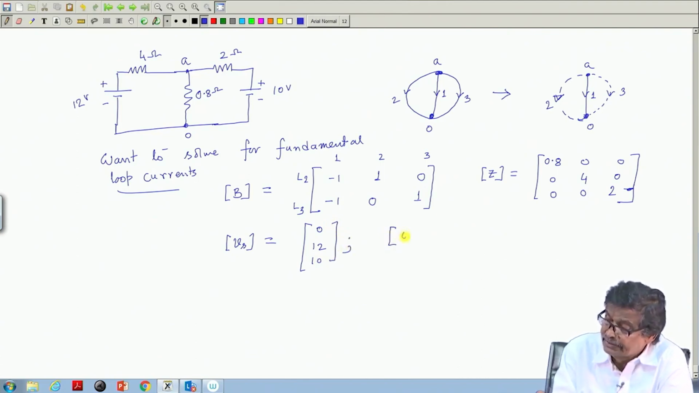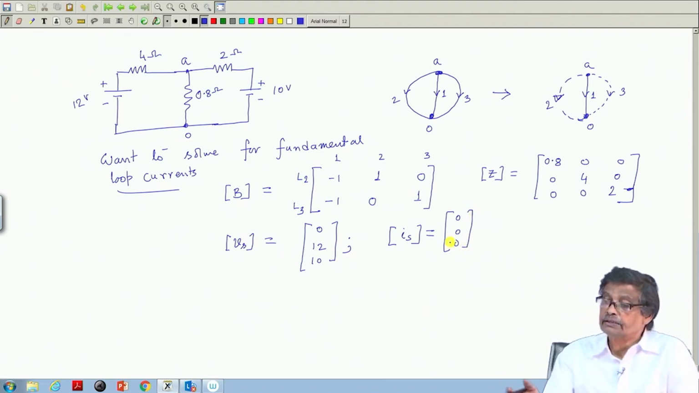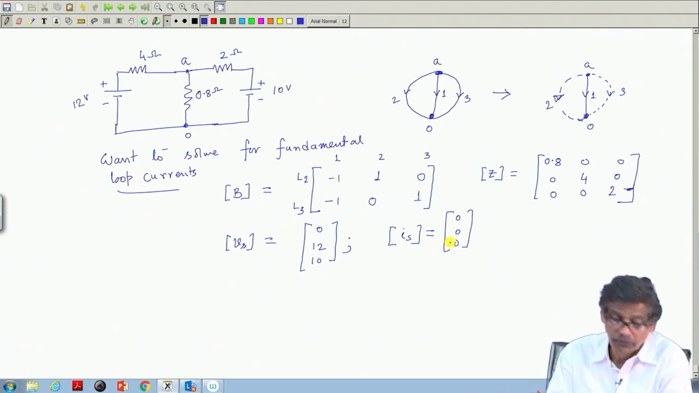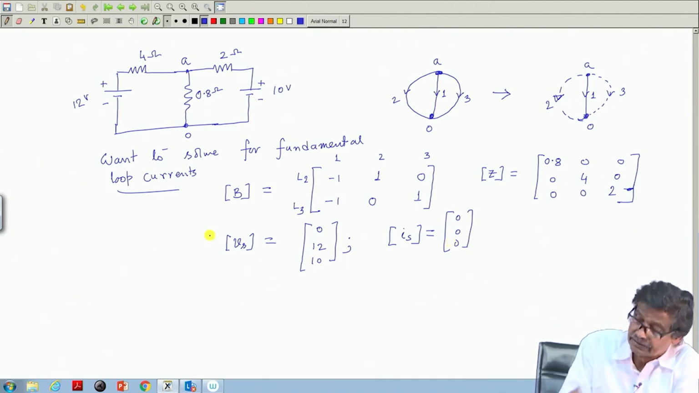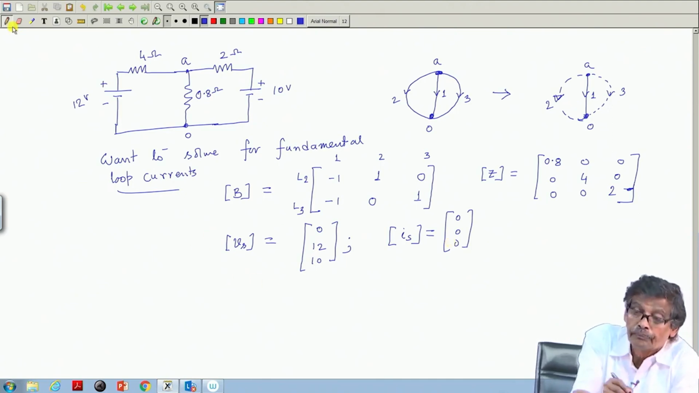The matrix Is: is a current source present? No. So it will be 0 0 0. Now, I know what I have to do. I have to calculate, then, keep this equation, let me write.